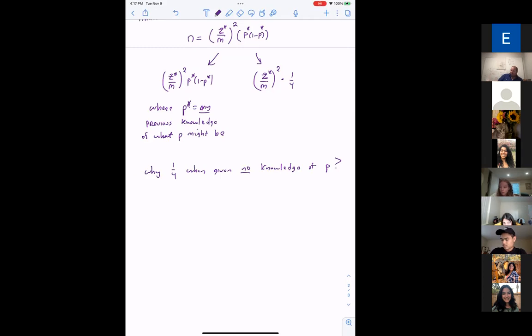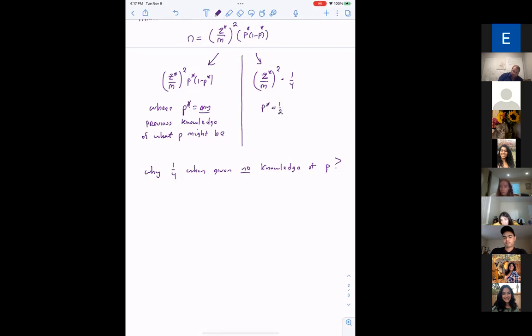With calculus, you can establish what I'm about to explain, but in a very straightforward way. What are some possible values that P might be? Give me a possible value that P might be. What is P star equal to? Well, it's equal to any previous knowledge of what P might be. If you have no previous knowledge of what P might be, then P star is equal to 1/2.